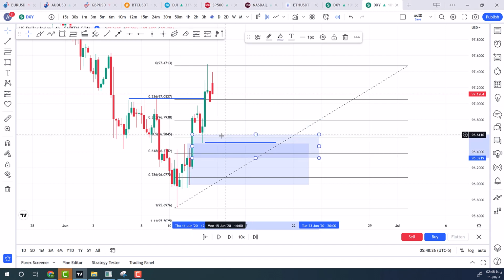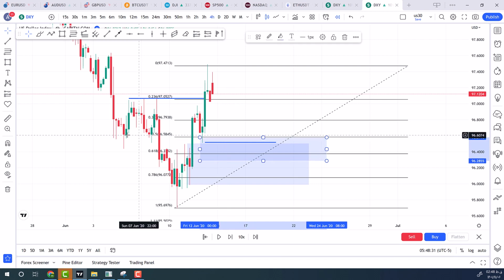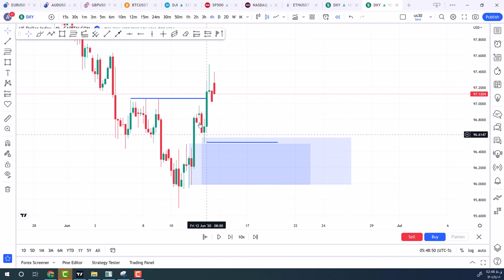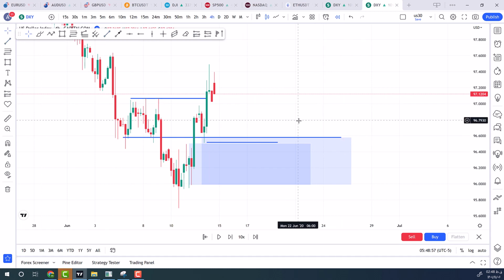Now we have our Fibonacci from this zone, that is 50% of the leg, to this zone. So you can see that this order block has been filtered out. You can use support and resistances as well. For example, we have a support and resistance here, and we have another one here.